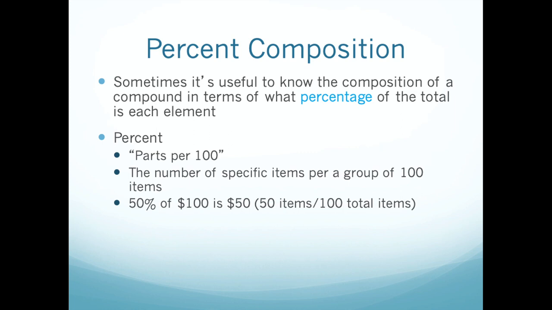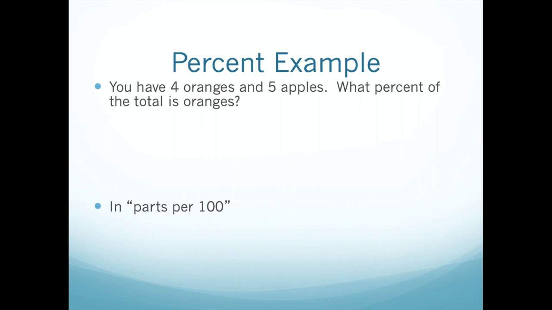Percent, just to jog your memories, is out of 100 in Latin, right? So whenever you're dealing with a percentage, you're really looking at what it is out of 100 of something. It's like the number of specific items in a group of 100 items. To give you a really silly example, let's say you have 4 oranges and 5 apples. What percentage of that total piece of fruit comes from oranges?